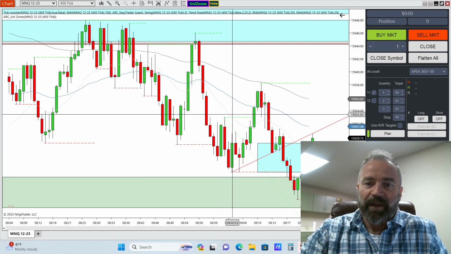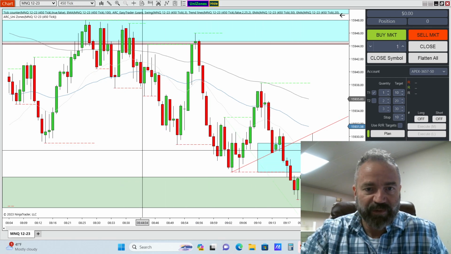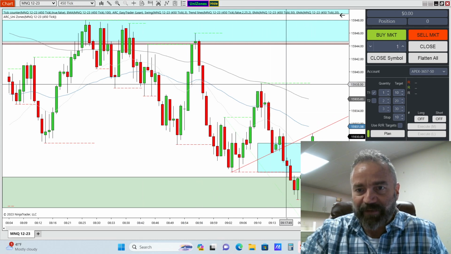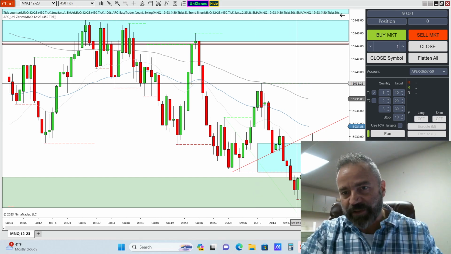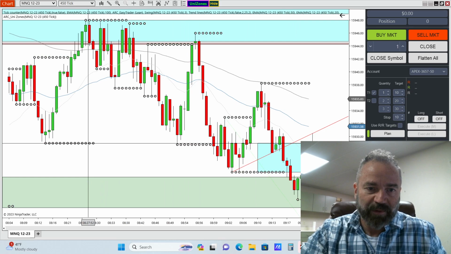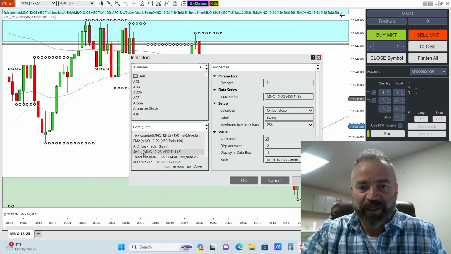So anyways, we're just going to watch the charts for a little while here this morning. But just to show you what I'm looking at, I've got these pivot points marked on my charts. I will show you what this indicator is. It is my swing indicator.